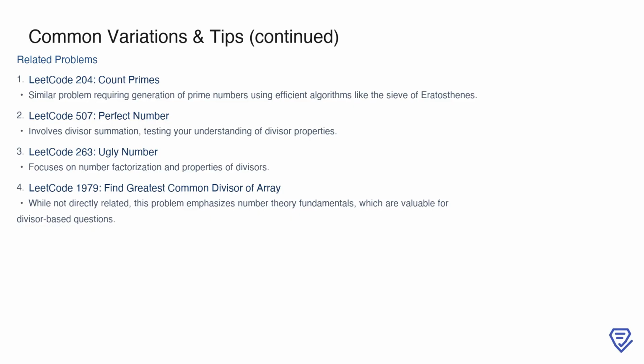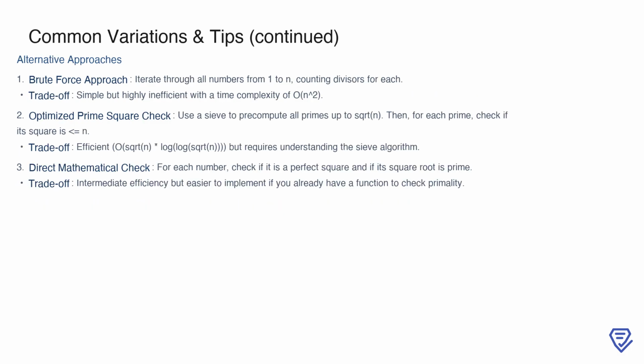Solving these problems will give you a broader perspective and a stronger grasp of the principles needed to tackle the 3 divisors problem and similar challenges. There are several approaches to solving the 3 divisors problem, each with its own trade-offs. A brute force approach involves iterating through all numbers from 1 to n and counting the divisors for each. While simple, this method is highly inefficient with a time complexity of n squared.